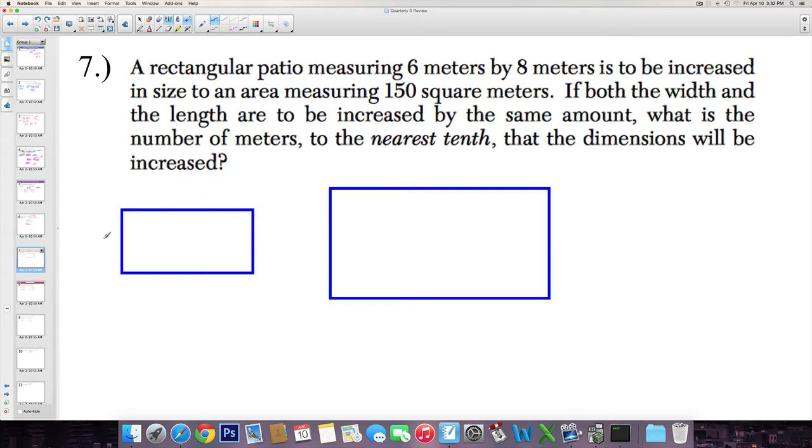So we have a patio that measures 6 by 8, but we are going to increase it to a size where the area now measures 150. If both the width and the length are to be increased by the same amount, so they were 6 and 8 but they're being increased by the same amount, I'm just going to call that x. So we have 6 plus x, 8 plus x. What is the number of meters, to the nearest tenth, that the dimensions will be increased?